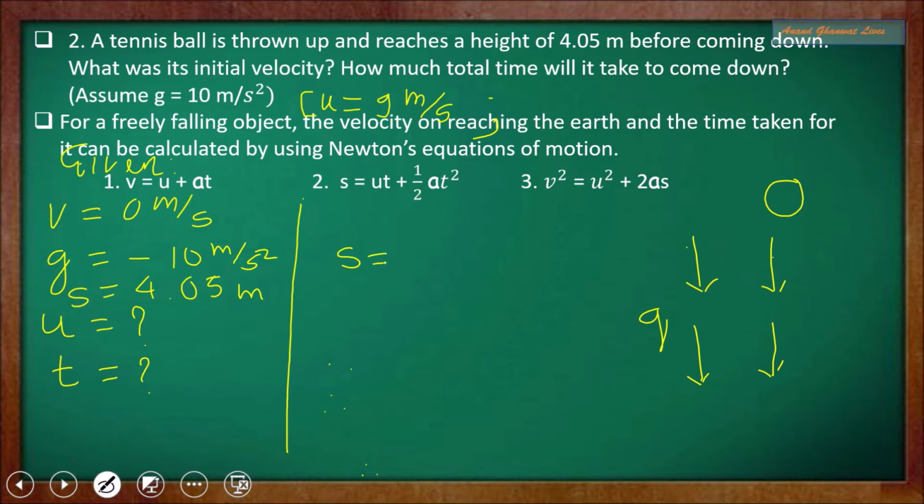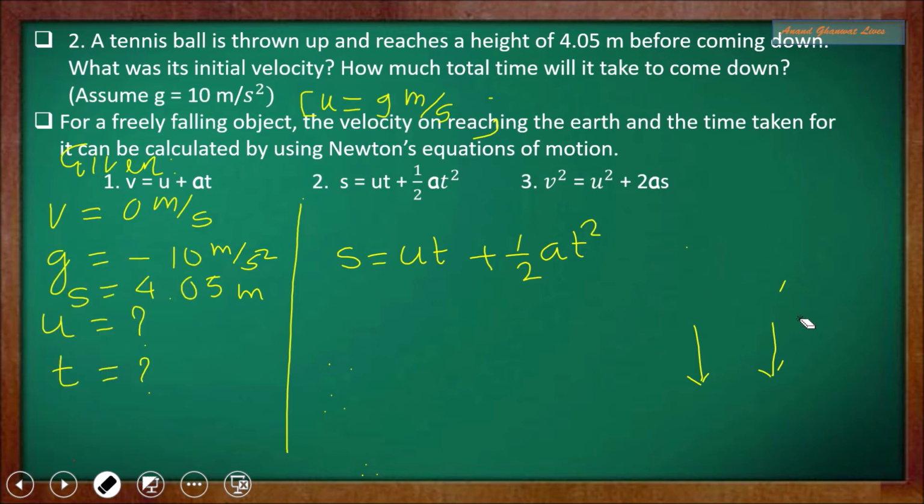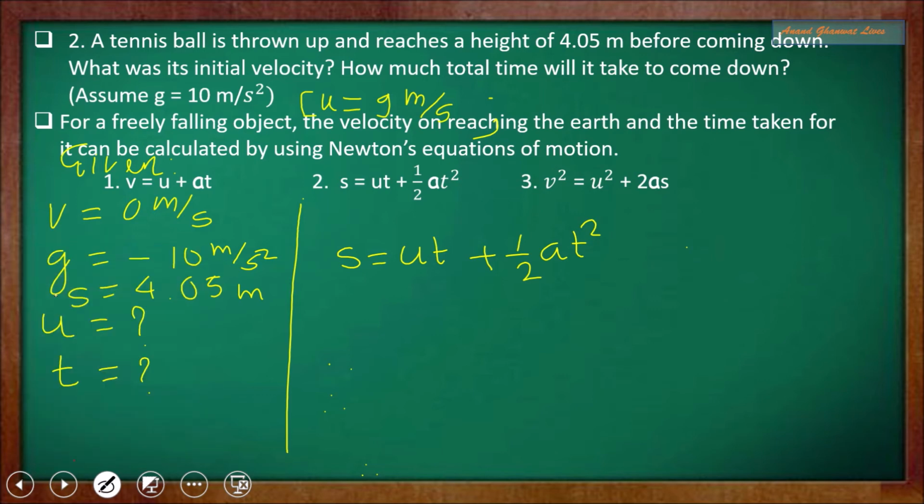S is equal to ut plus 1 half at square. Now put the known values. So distance covered by ball, or maximum height covered by ball, is 4.05. So while it comes down, it should cover the distance of 4.05 meter. Therefore S is equal to 4.05.